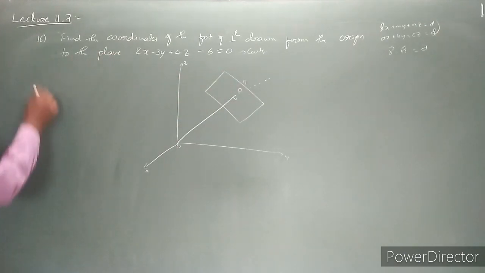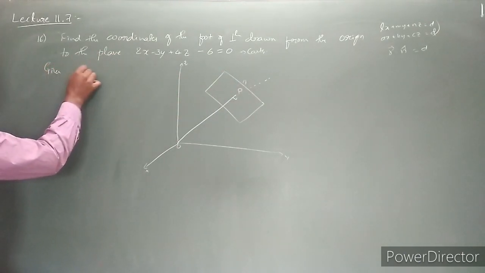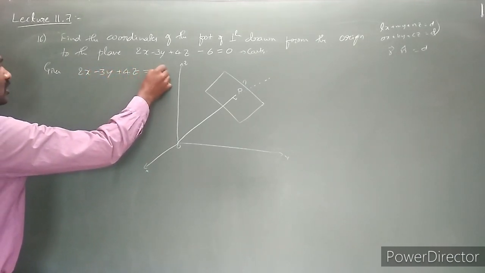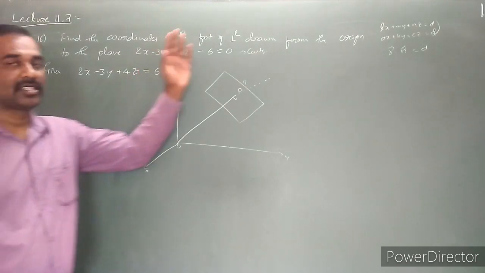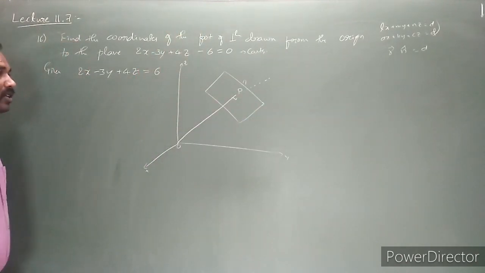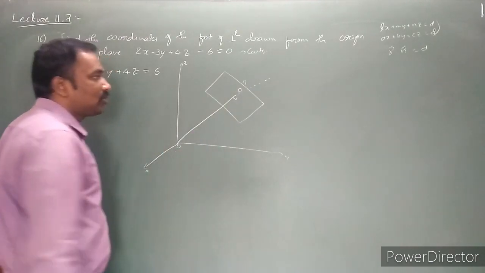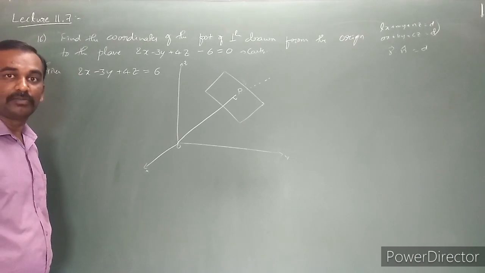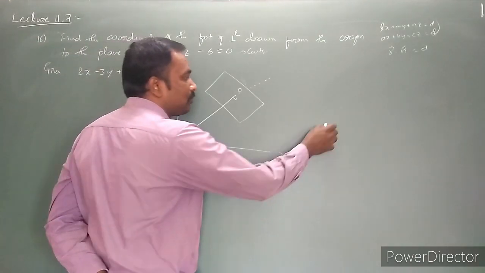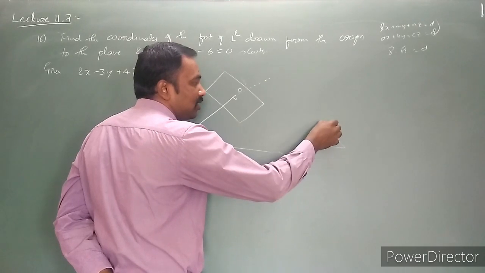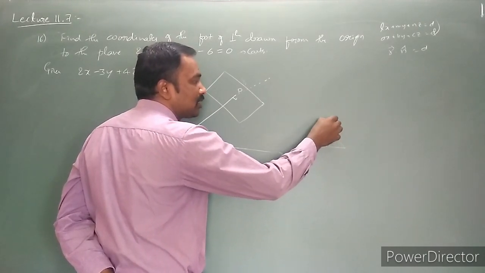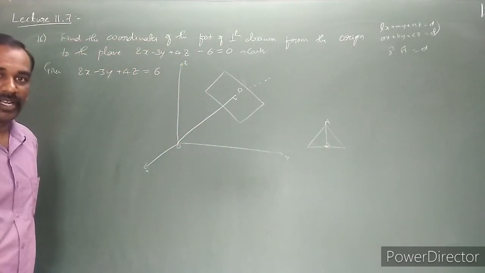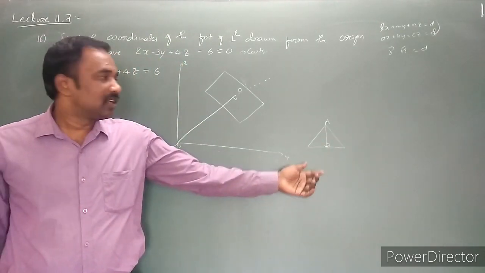The given plane equation is 2x minus 3y plus 4z is equal to 6, because minus 6 is shifted to the right-hand side. Are you clear? So here we need to find the coordinates of the point P. In the first case with straight lines, we also found the foot of the perpendicular. How? Suppose there is a triangle, then draw an altitude passing through the point A, then find the coordinates of the foot of the perpendicular. Do you remember? Is that clear?